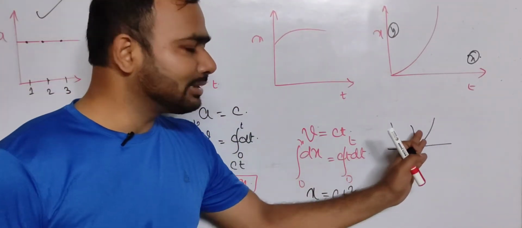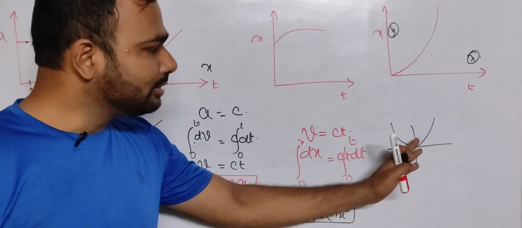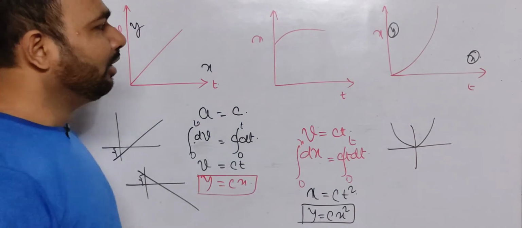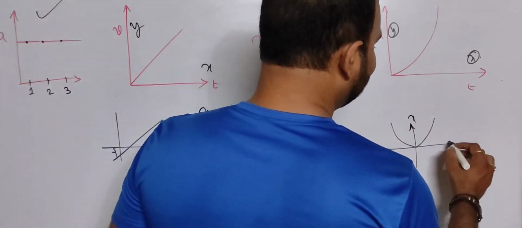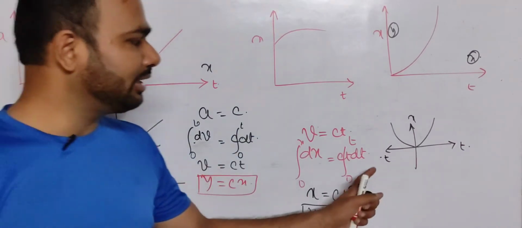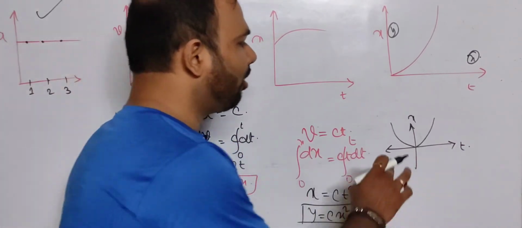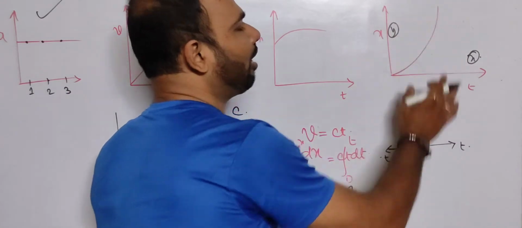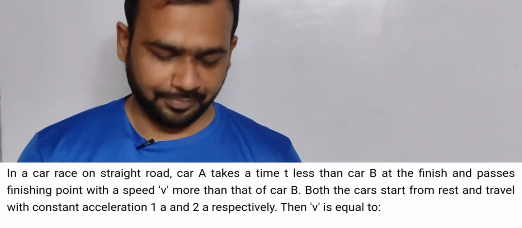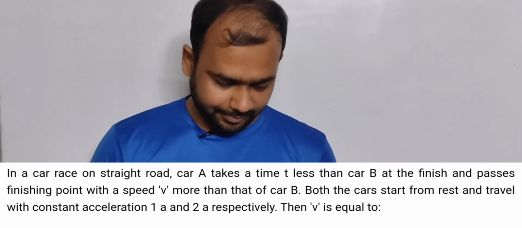In mathematics, for this parabola we consider the two branches, but in physics we cannot consider the two branches. For the position-time graph, x and t, time cannot be negative. The first conclusion is that time cannot be negative. That's why we cannot take this branch. So our position-time graph will be like this. Very simple. Next question on your screen.